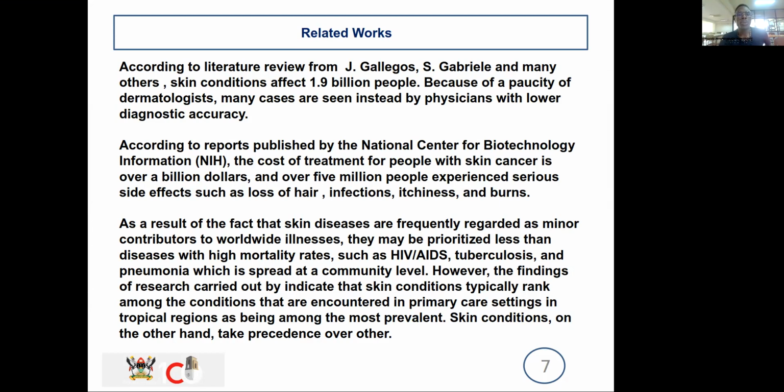And according to reports published by the National Center for Biotechnology Information, the cost of treatment for people with skin cancer, which we could relate to a skin disease, is over $1 billion, and over 5 million people experience serious side effects, such as loss of hair, infections, itches, and burns.